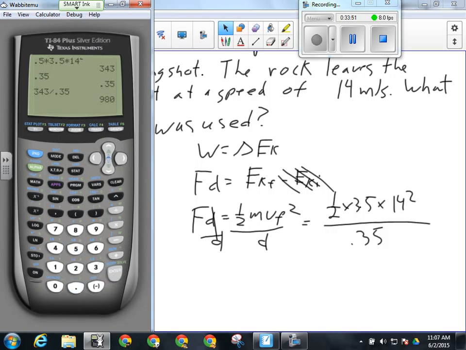Okay, 980 newtons. That's a lot. That would be like I put the slingshot and hang it from the ceiling, and then I grab onto the slingshot and hang from it while holding another 30 pounds or so. It's a little ridiculous. Okay.